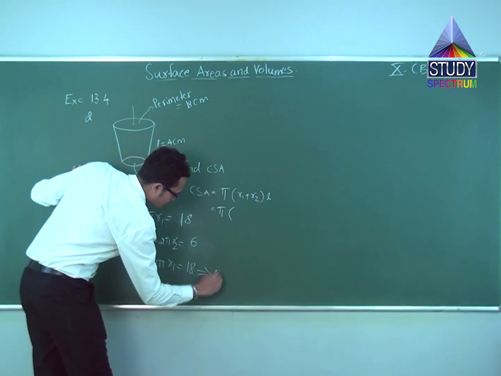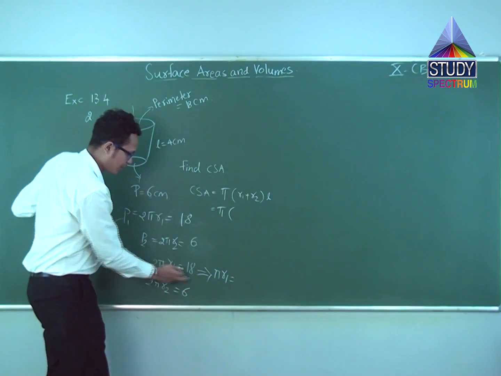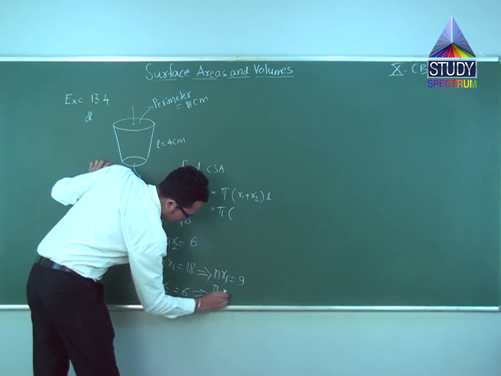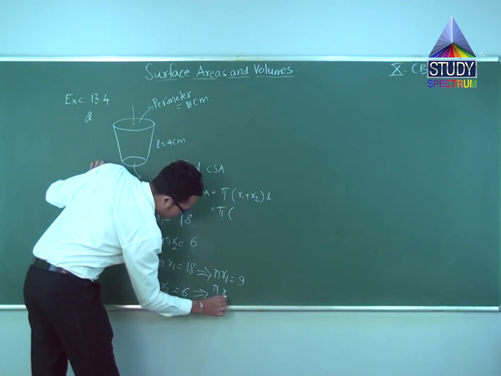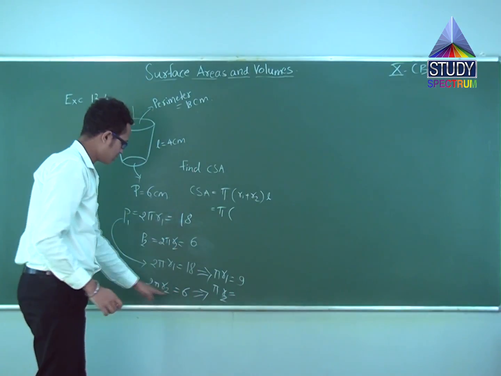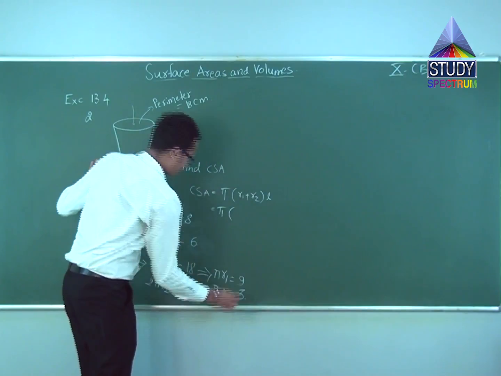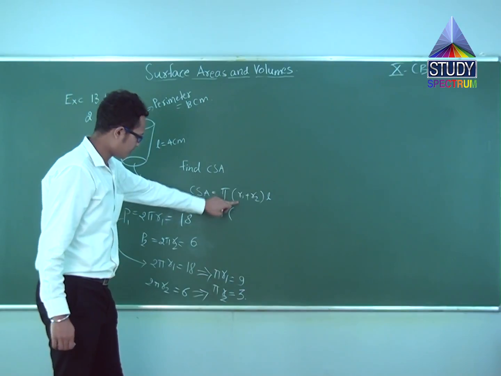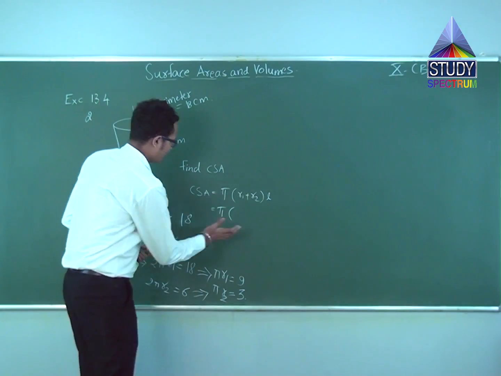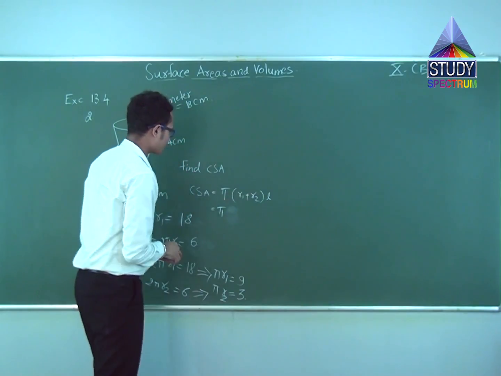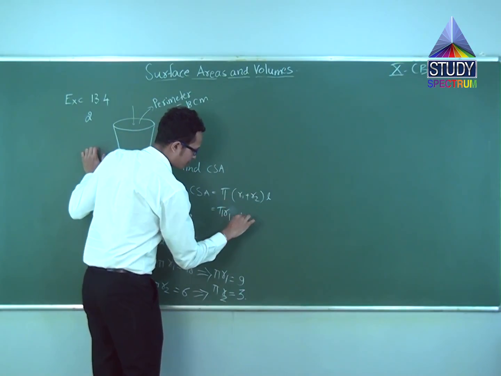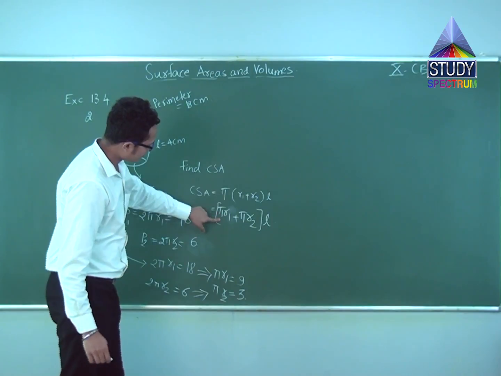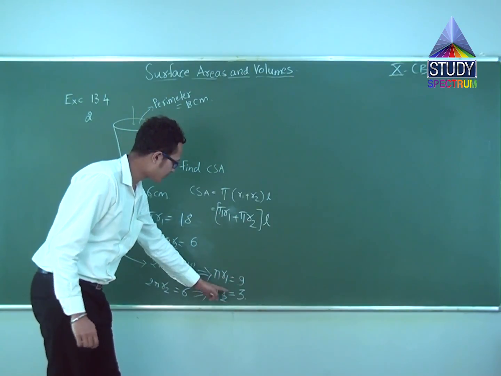This can also be written as pi into r1 is equal to 18 by 2, which is 9. And this implies pi r2 is equal to 6 by 2, which is 3. Now here, please do not substitute pi and separately substitute r1, because when I expand the bracket, I have pi into r1 plus pi into r2, whole multiplied by 8. I can straight away substitute pi r1 and pi r2 from these two equations.